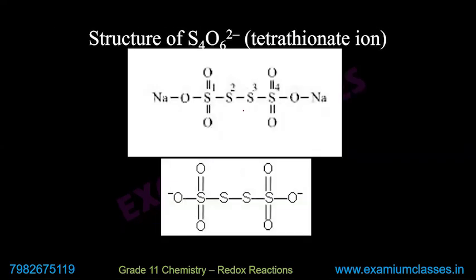Now sodium tetrathionate, or simply tetrathionate ion if you remove these sodiums. In this form you will call it sodium tetrathionate. Again the same concept, how to balance the charges. First draw the line of symmetry.